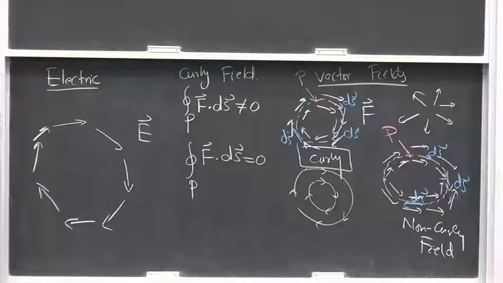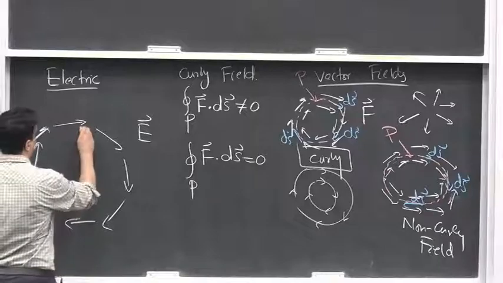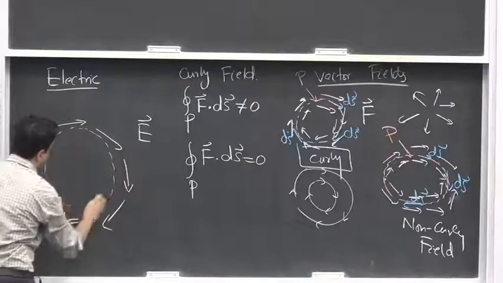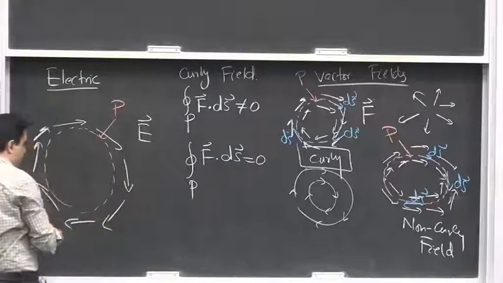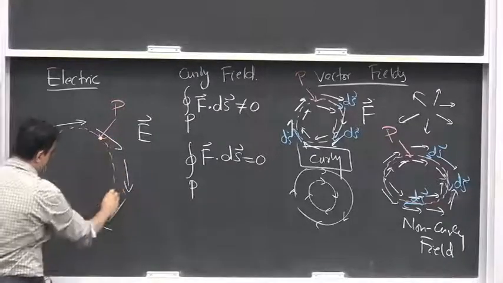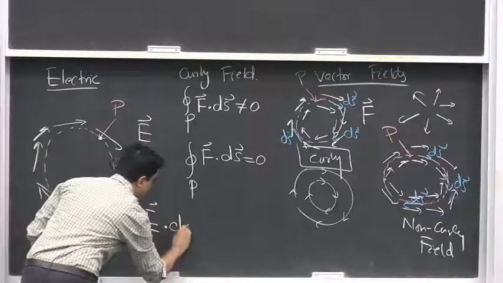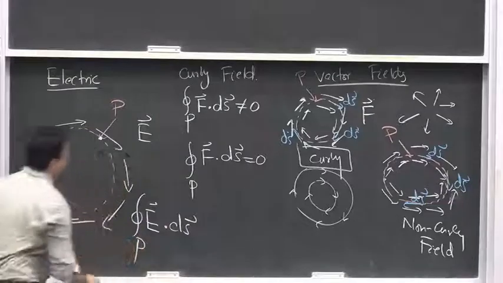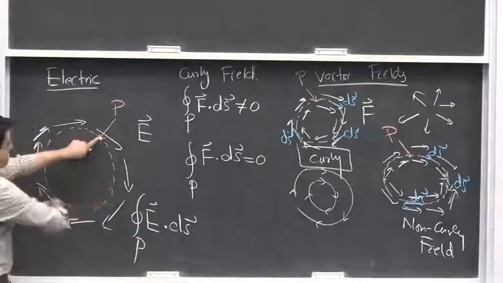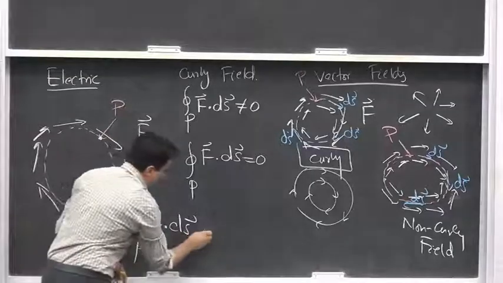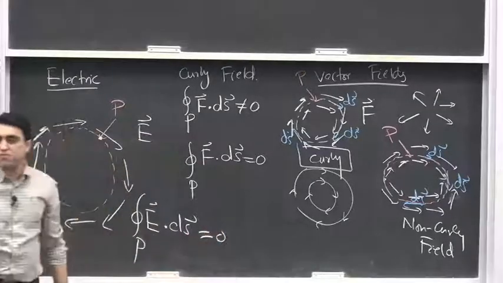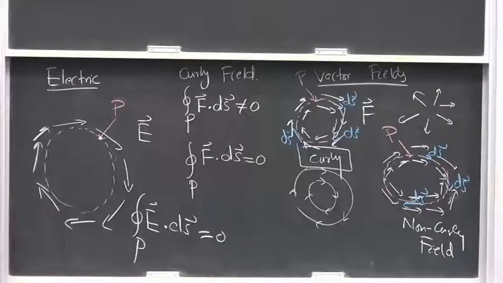Due to charges, if you put charges, you can't have an electric field like this. And the reason is, if you take a path P and take a dot product of E with the path for this closed path, so you start from here and you come back to the same point, you should get 0. If you don't get 0, you have a problem.